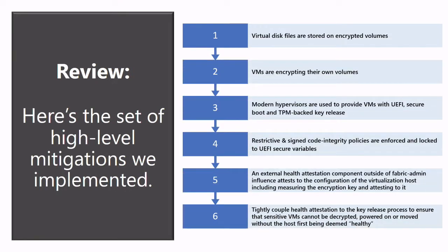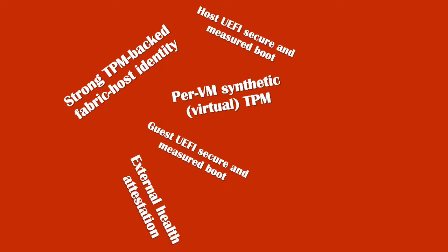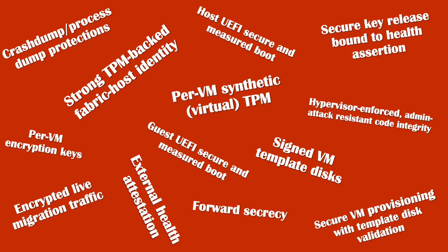So if we review every single thing that we've done here in terms of high-level mitigations, we've got virtual disk files that are now stored on encrypted volumes, VMs that are encrypting their own volumes, modern hypervisors that are providing VMs with UEFI secure boot and with synthetic TPMs. We've got restrictive signed, UEFI-locked code integrity policies, external health attestation components, and tightly coupled key release to that health attestation dance. All right, so more specifically, what do we actually need? We need guest UEFI secure measured boot, per-VM synthetic virtual TPM, signed template disk, secure VM provisioning, forward secrecy, hypervisor-enforced code integrity, secure key release, host UEFI secure measured boot, crash dump protection through measurement and attestation, strong TPM-backed identity, per-VM encryption keys, and encrypted live migration traffic with forward secrecy.